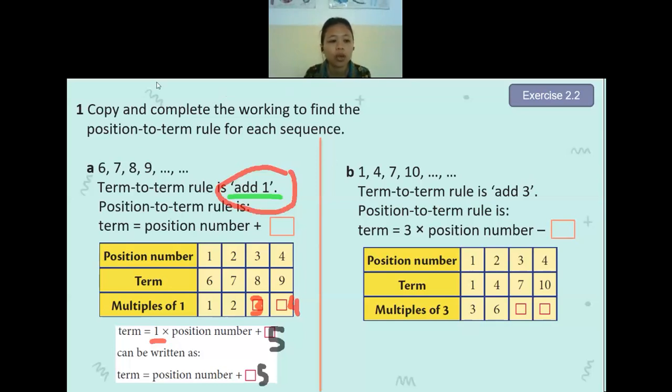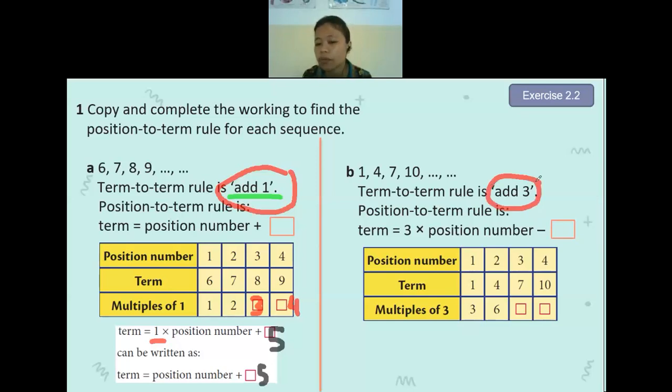So now we have the numbers here: 1, 4, 7, and 10, and so on. Again, the first thing we have to do is find the difference, or the term to term rule, first. From 1 to 4, the difference is 3. 4 to 7, the difference is 3. 7 to 10, the difference is 3. All of them, the difference is 3. So the term to term rule is 3.